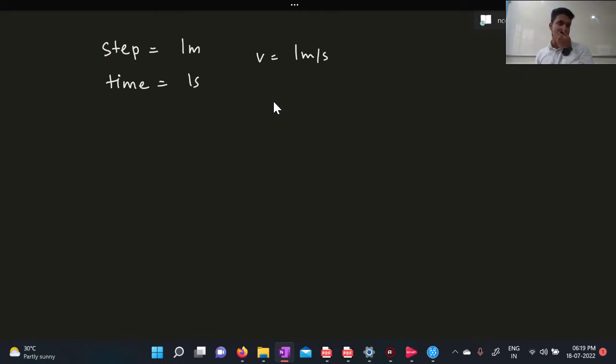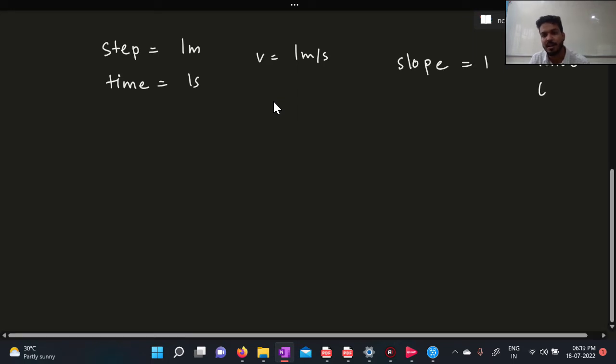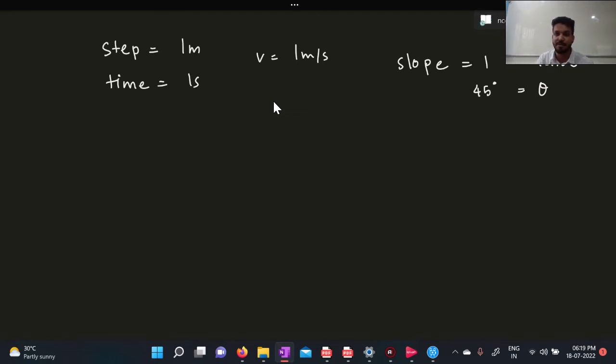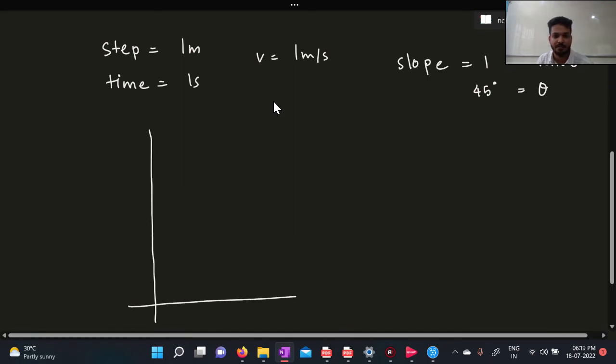So the slope of the lines will be 45 degrees, because I told you that in a displacement-time graph, slope represents velocity. So slope is 1 in this case. Slope is also represented by tan theta, so for each line, the angle would be 45 degrees. It will be 45 degree lines we'll be making. So let's make a very nice graph here. And then you will plug in the values.